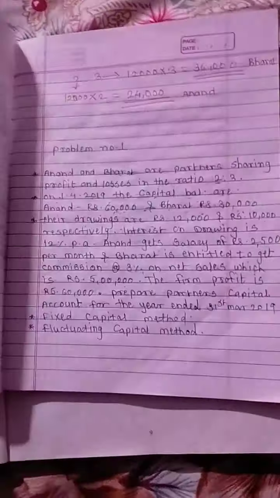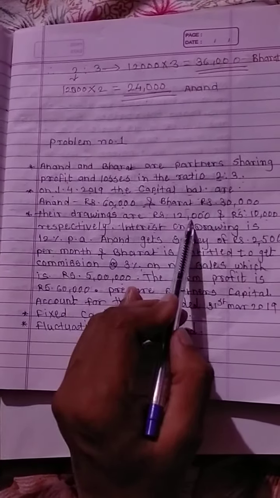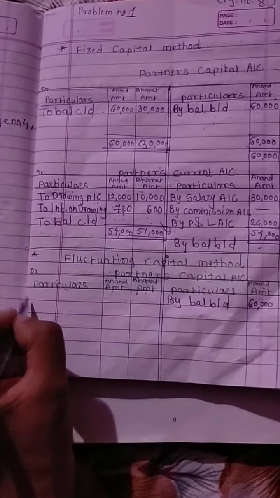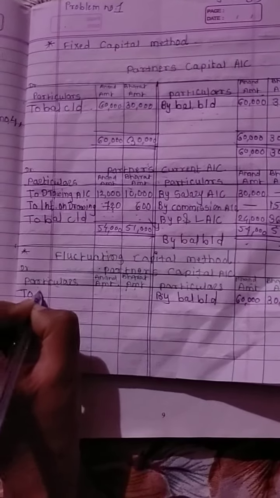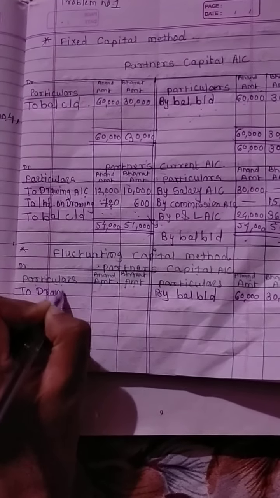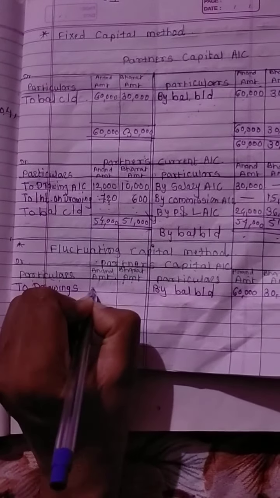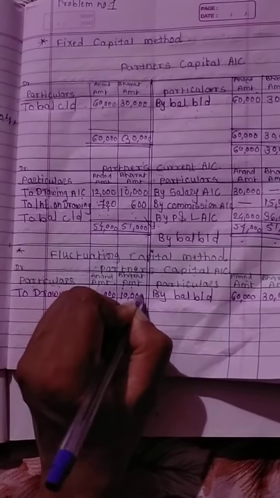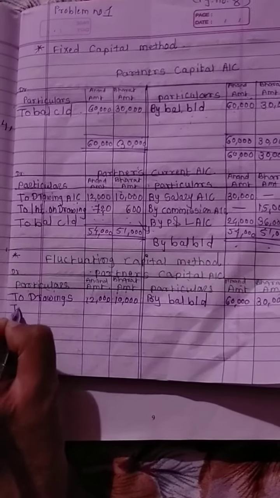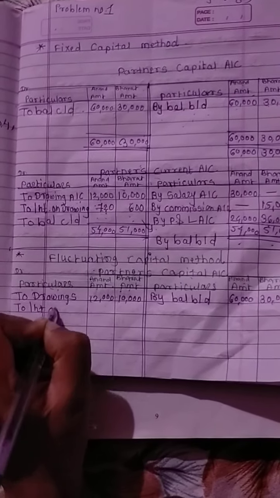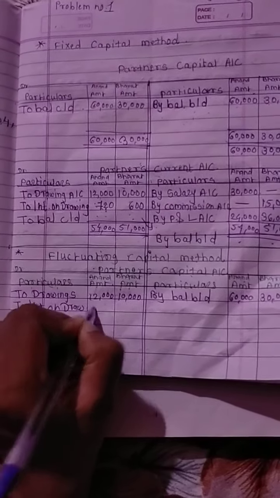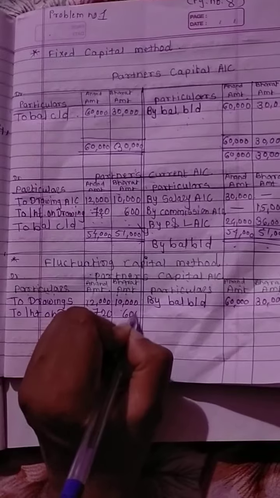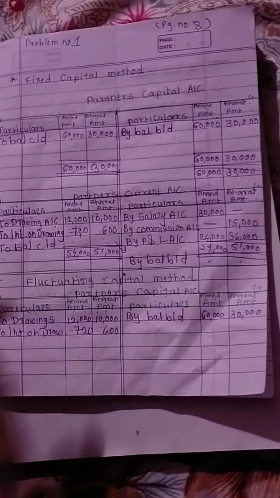Okay, next, drawings are 12,000 and 10,000. So we write our drawings here, to drawings account, 12,000 and 10,000. Next, interest on drawings. To interest on drawings, we are writing here 720, and next is 600. We have calculated these already.